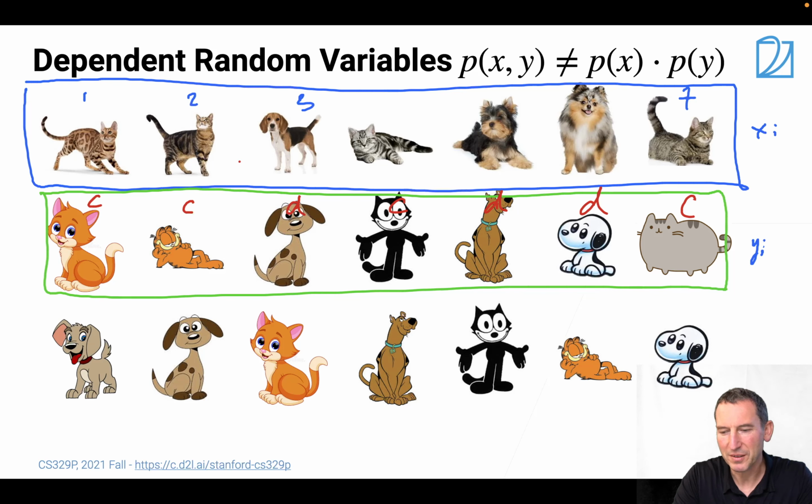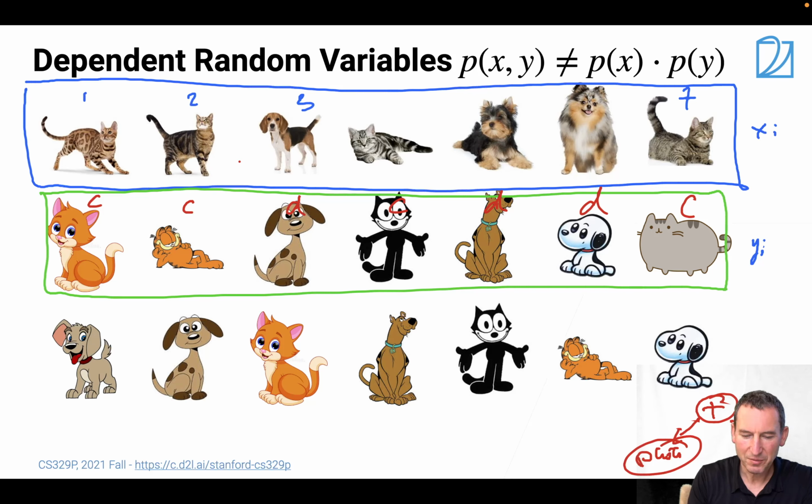As a matter of fact, you could think about the following model where we have some type, and then we pick a photo and we pick, in this case, a cartoon. And it's very clear that in this case, photo and cartoon are dependent on each other because they have a common ancestor, namely the type.